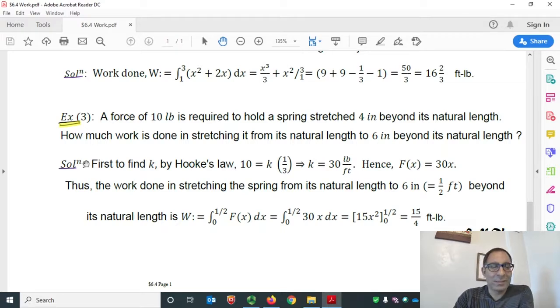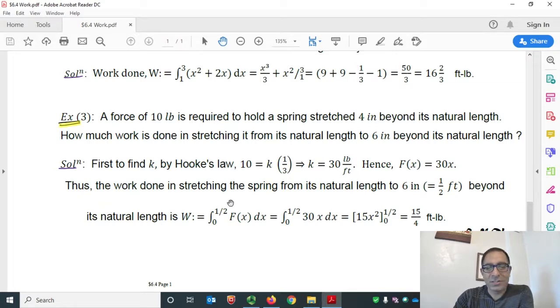Okay, great. Let's begin the solution. By Hooke's law, 10 equals k times 4 inches, and 4 inches is 1/3 foot, so k times 1/3. Multiply both sides by 3, so k equals 30. Now we found the spring constant. Then according to Hooke's law, our force equals 30 times x.